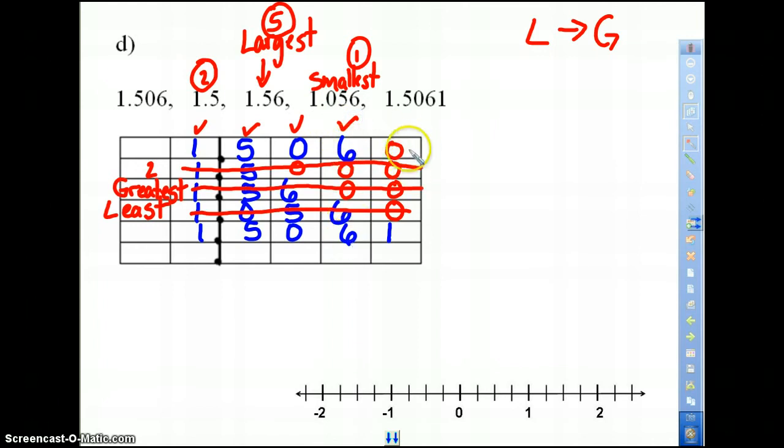In this column I have a 0 and I have a 1. And 0 is smaller than 1. So here's number 3. There's number 3. That makes this one number 4. And now you just have to rewrite them.